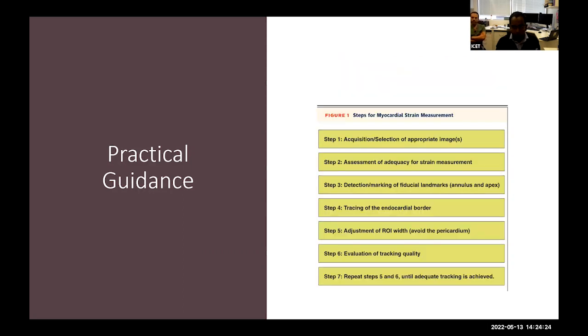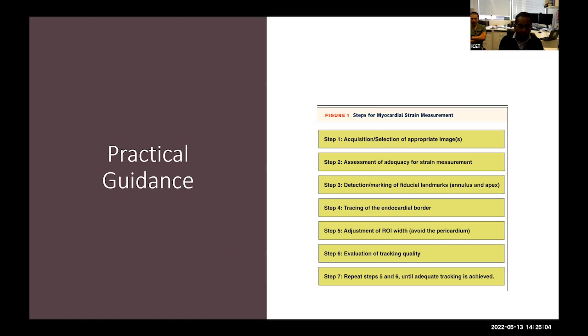So when we talk about the steps in acquiring myocardial strain, these are the 7 steps that we think about in terms of all the considerations of acquiring speckle tracking strain. We need to make sure that the image is appropriate, and you've got appropriate 4, 3, and 2 chambers so that you can actually do strain measurements. And then, once you do have the adequate image, make sure that the quality is enough for the strain software to track the myocardium or the endocardium specifically.